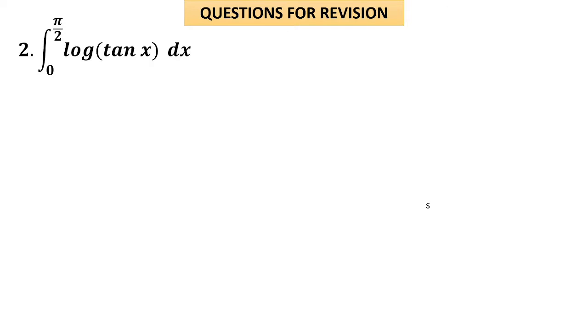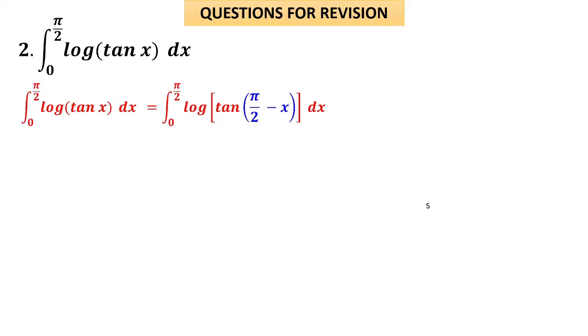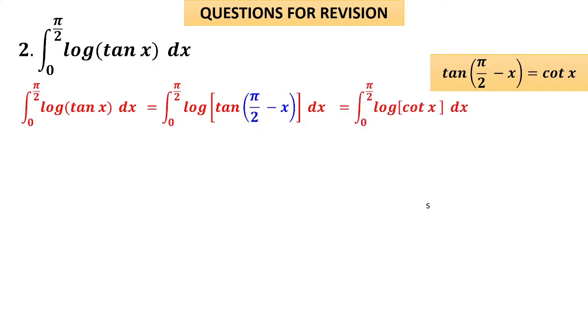We move on to question number 2. Integral 0 to pi by 2 log tan x dx. The lower limit is 0. I continue. Integral 0 to pi by 2 log tan x dx. I replace x by pi by 2 minus x. Tan of pi by 2 minus x is cot x. Therefore, it becomes log of cot x dx.